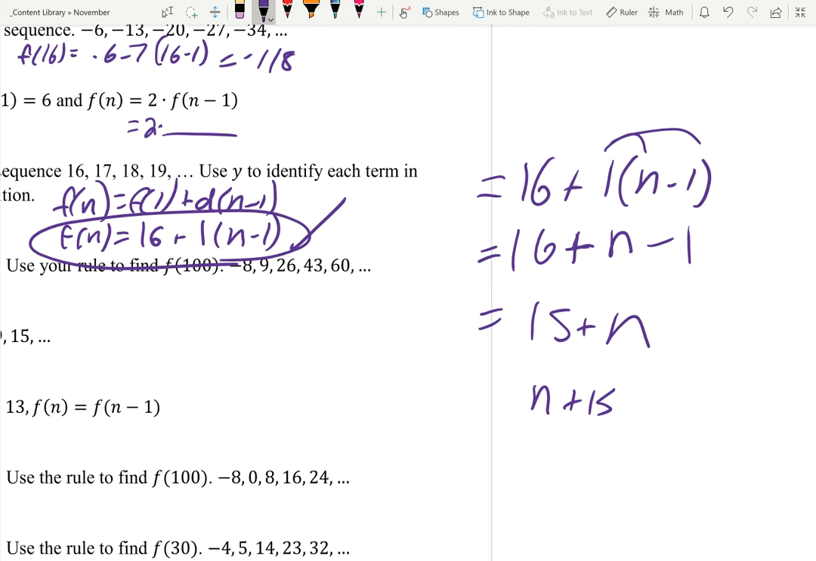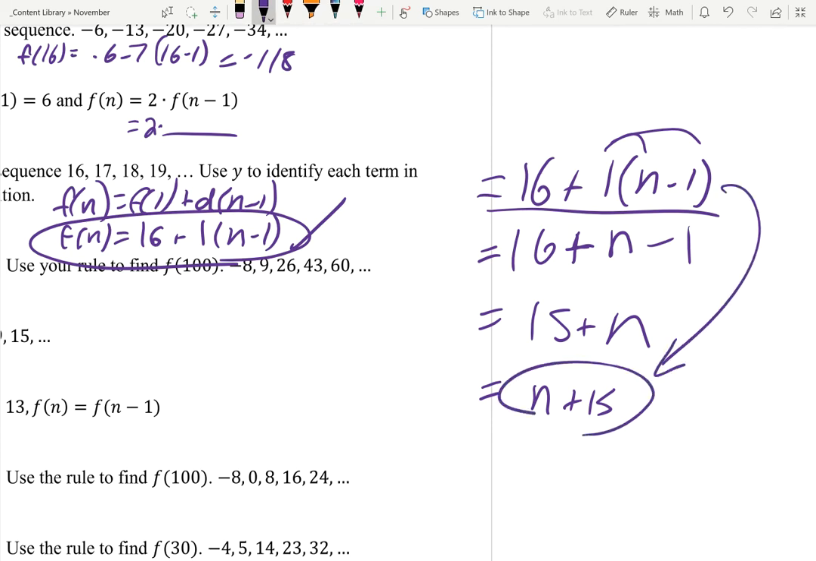So see what I did there, right? I just kind of simplified what we normally had, the explicit rule, into this. So this is kind of how it would look on the test. You're going to notice on the test there's not any answer choice that looks like the explicit or recursive rule. However, there is an answer choice that is the same thing as this. It's just up to you to simplify it down into that answer choice, right? So the answer here would be f of n equals n plus 15.